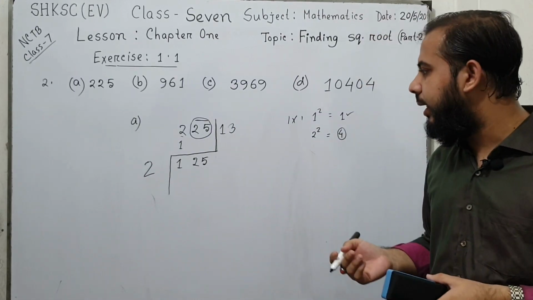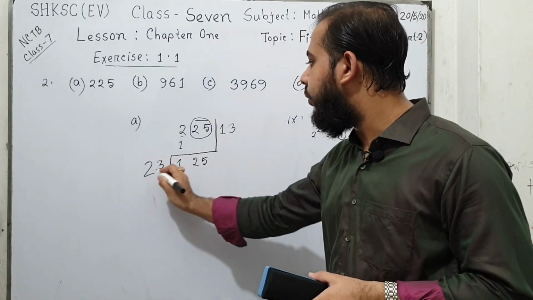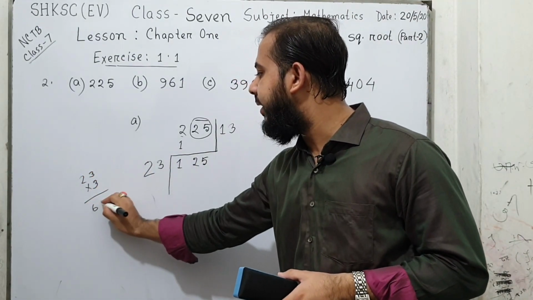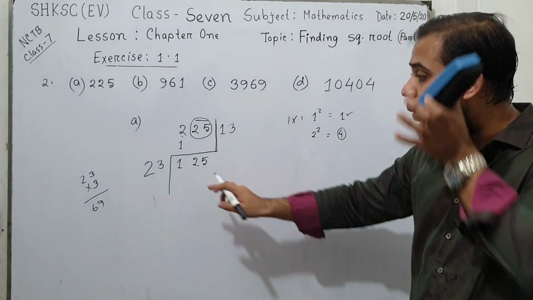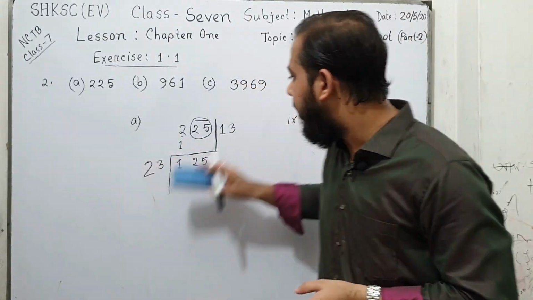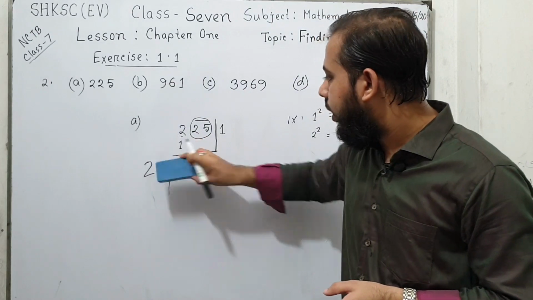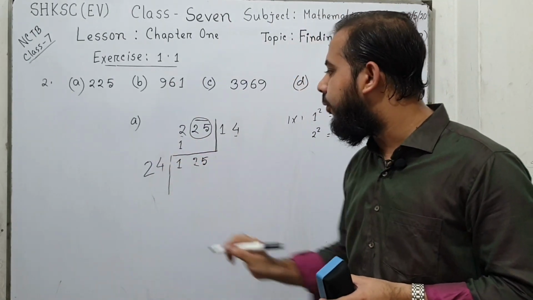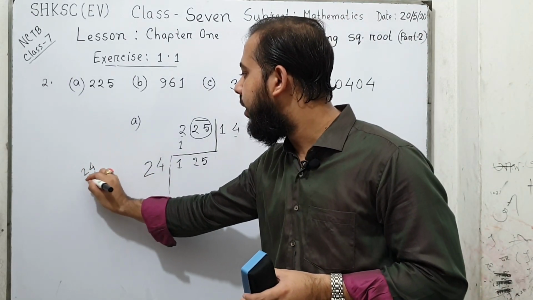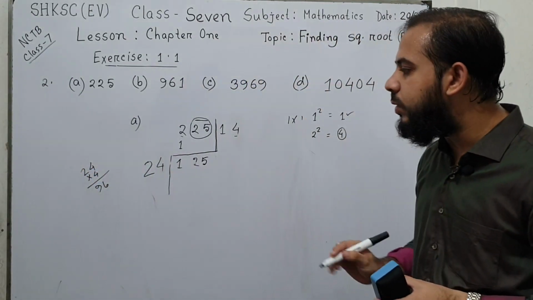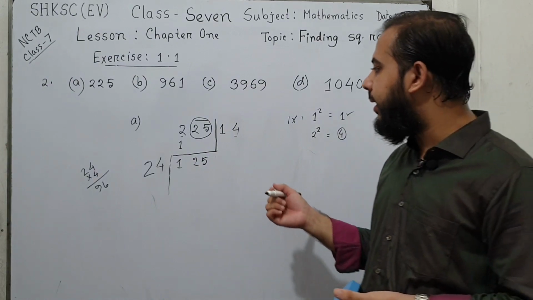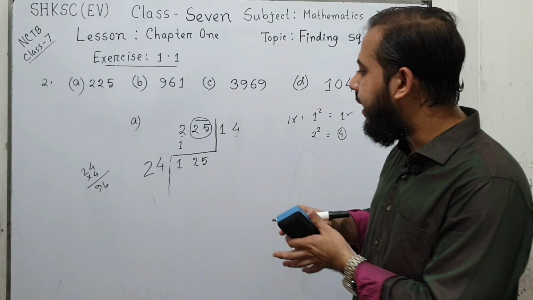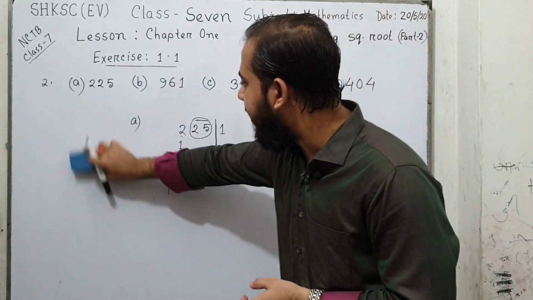If we try 3, 3 times 23 is what? 23 times 3 will be 69. So this is also not closest to 125. Now we have to try 4. If we try 4 here, we have to multiply 4 times 24. 24 times 4 is 96, which is a little bit closer, but again we see that it is not similar to 125. So we check again for the next digit, that is 5.